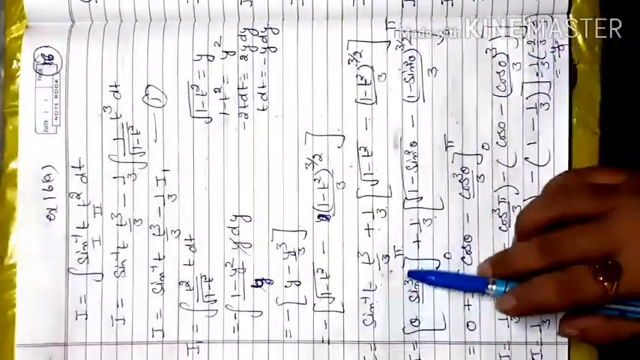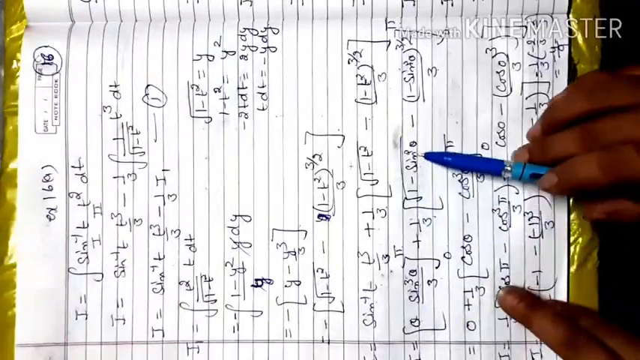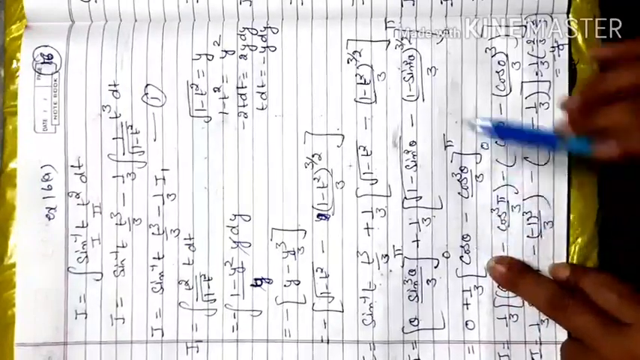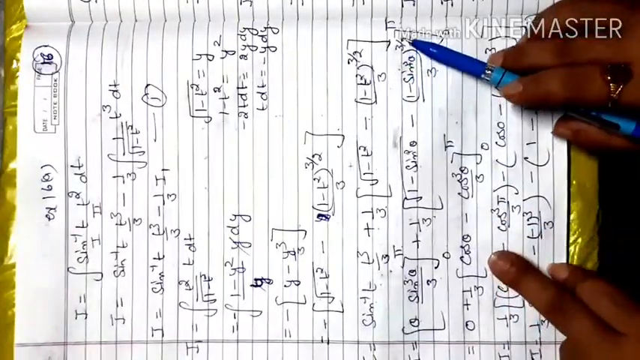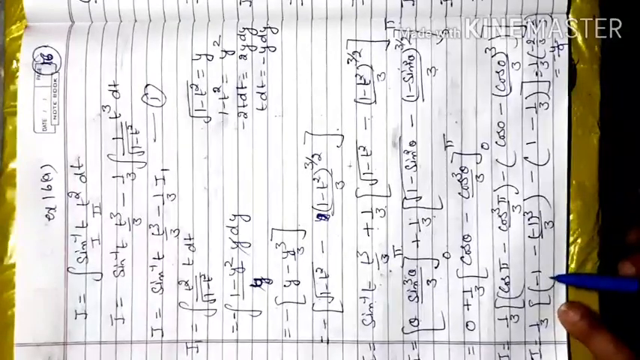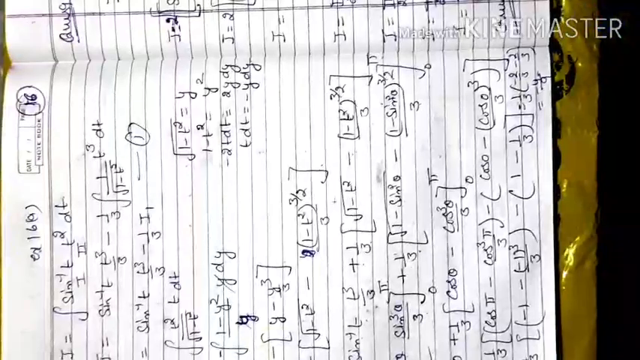When you apply the value here, either pi or theta, that becomes 0. Only 1 minus sine square theta is cos square theta, and root of cos square theta is left as cos theta. Here cos square theta is cancelled, only cos cube theta is left. After applying the limit, cos pi value is minus 1, you will get here minus 4 by 9 after calculation.